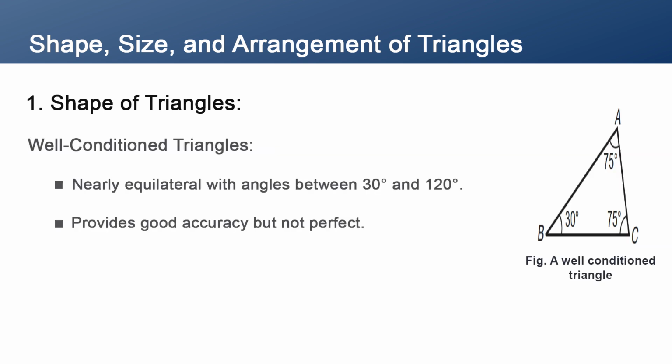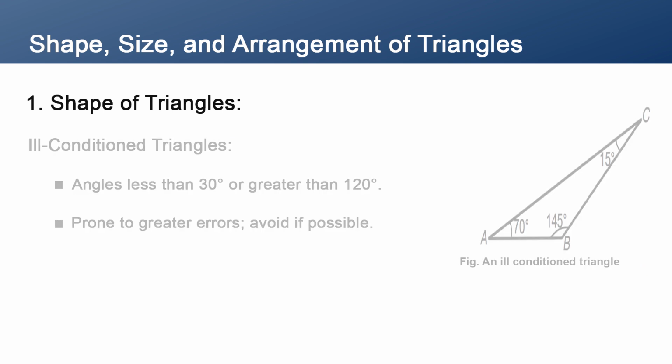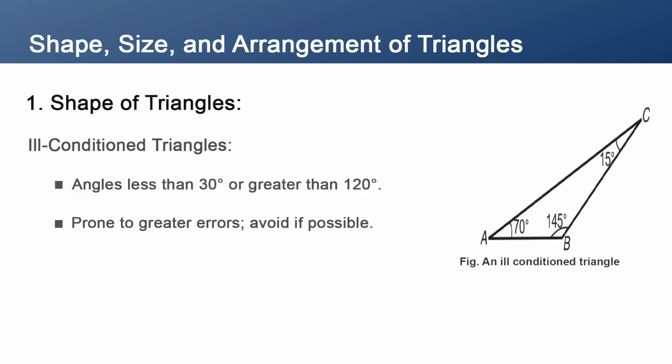Next, we have well-conditioned triangles. Sometimes you can't always get perfect equilateral triangles. In that case, aim for triangles that are nearly equilateral. These should have angles that are not less than 30 degrees and not more than 120 degrees. These triangles are still pretty good for accurate surveying. And avoid ill-conditioned triangles. What's the problem with an ill-conditioned triangle? These are triangles where the angles are either smaller than 30 degrees or larger than 120 degrees.